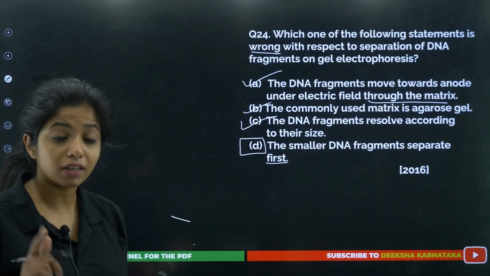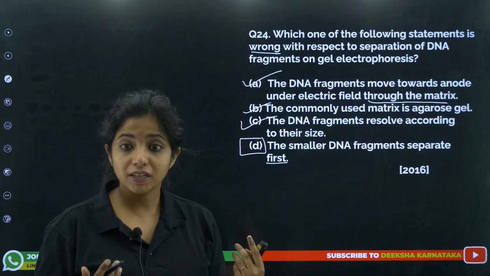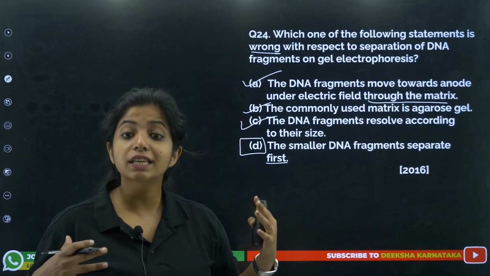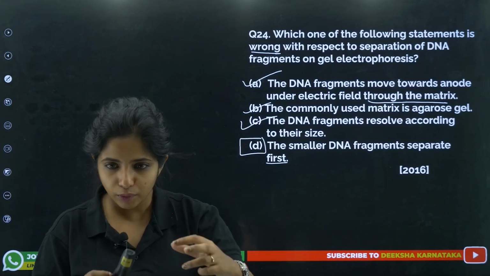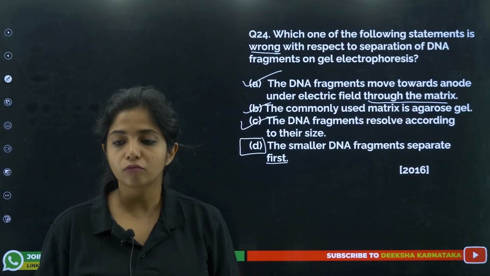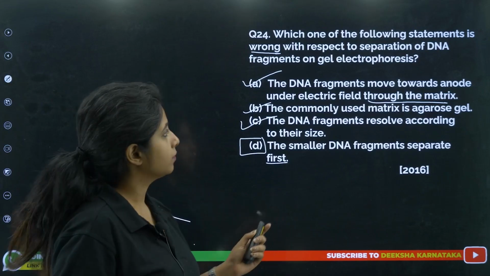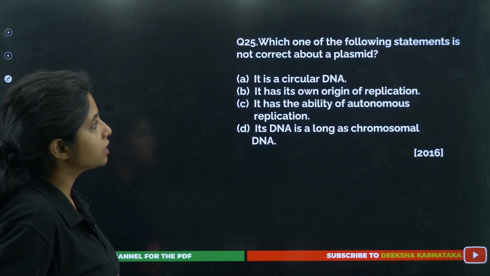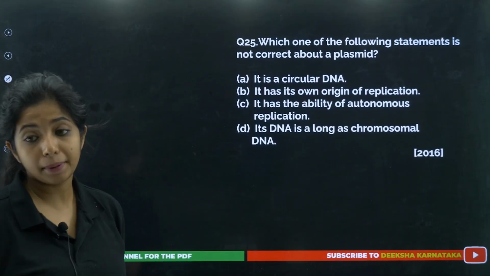And it is given in your NCERT textbook that the gel which is used has a sieving effect. Sieving effect means it forms pores such that the DNA can move around. Okay. Which one of the following statements is not correct about a plasmid?